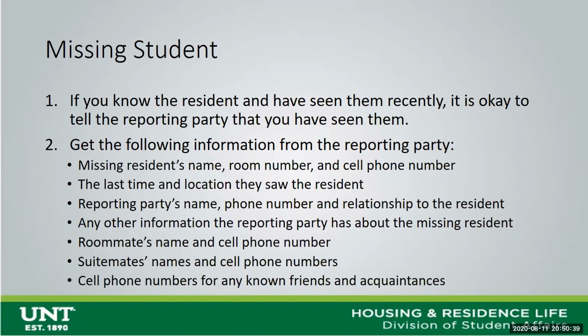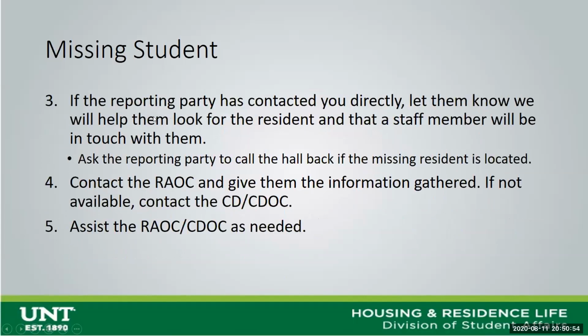Get the following information from the reporting party. Get their name, room number, as much information as they're able to provide. Some of this information you can also start gathering from the roster before you call it up. If the reporting party has contacted you directly, let them know we'll be able to help them look and that a staff member will be back in touch with them. Ask them, this is important because this has happened before, ask the reporting party to call the hall back if the missing resident is located.